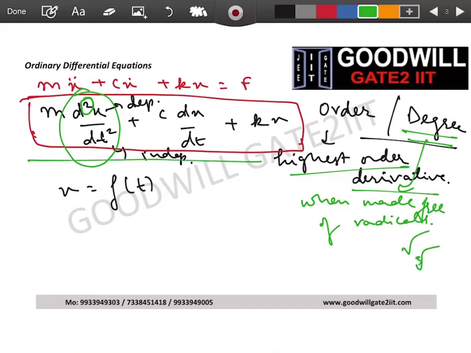So here in this equation, there are no radicals, right? So what is the degree of this? Degree is 1, right? It is just d square x by dt square. It is nothing like whole square or whole cube or anything, right? Its degree is 1 over here. So order of this equation is 2 and degree of this equation is 1, right? I hope this is clear. This is a very, very simple concept.